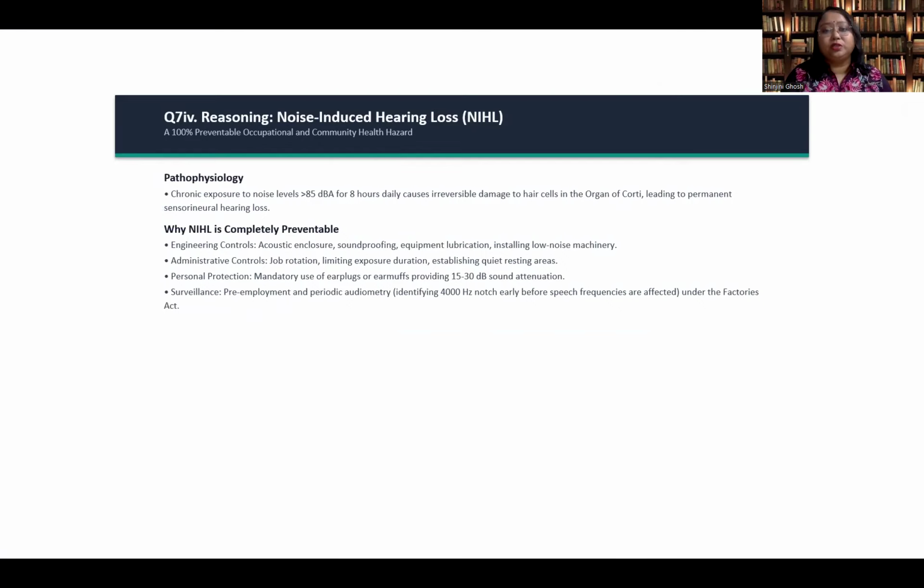noise-induced hearing loss. Many students in our college could not understand what is the full form of the abbreviation NIHL as it is used in the question paper. NIHL is a preventable condition in the community. So yes, it is, because engineering controls are to be done, administrative controls to be done, then personal protection should be there, and surveillance should be made.